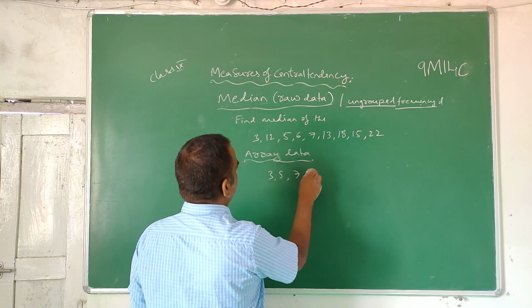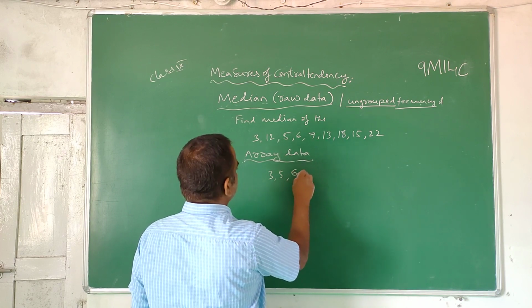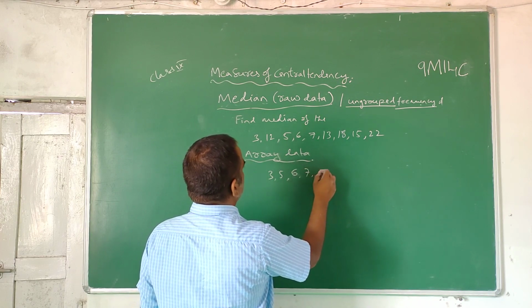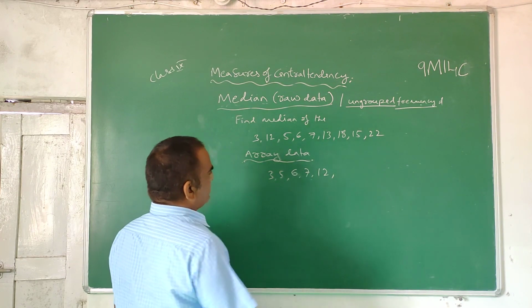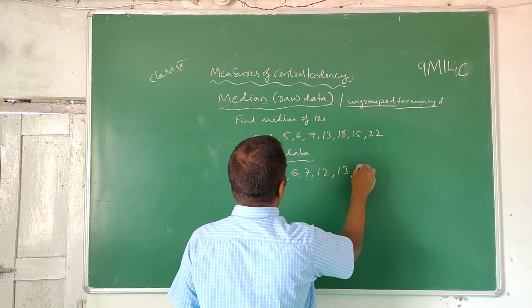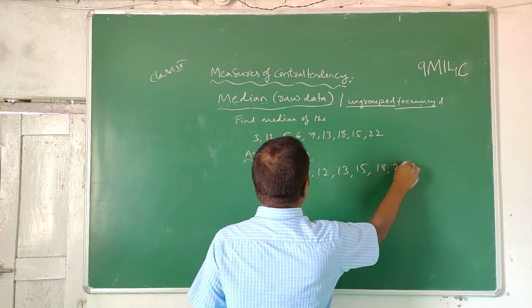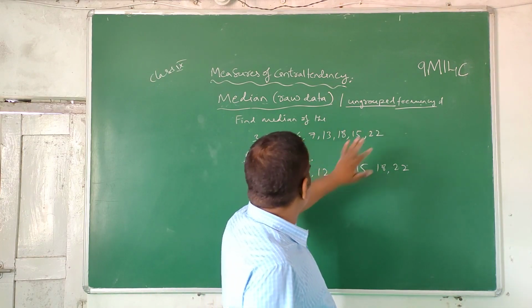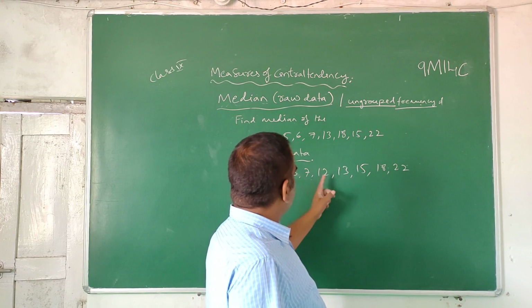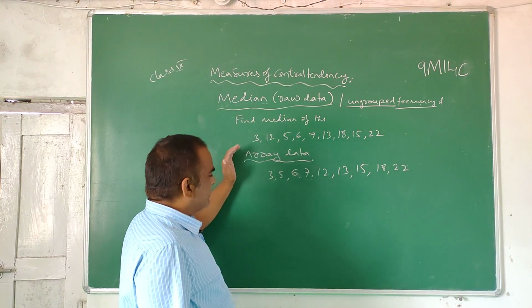3, 5, 6, then 7. After 7 it is 12. After 12, 13. After 13, 15. After 15, 18. Next 22. 1, 2, 3, 4, 5, 6, 7, 8, 9. Right. So this is raw data, this is array data.